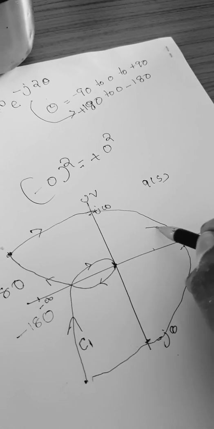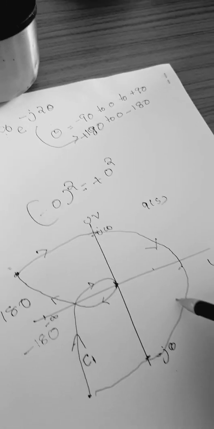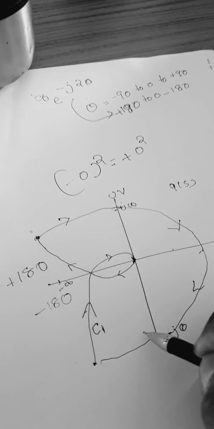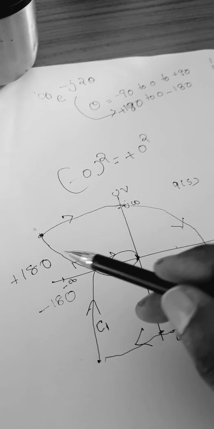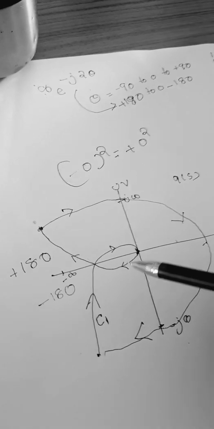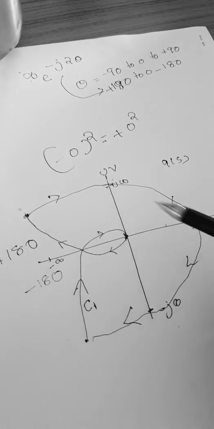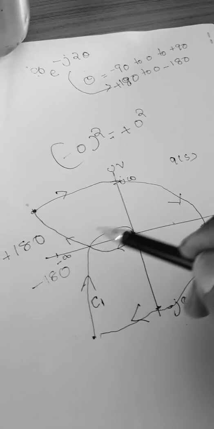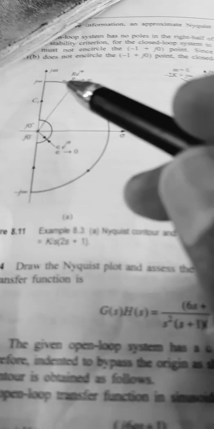So it is from plus 180 to 0 to minus 180. The arrow you will get automatically, everything you will get automatically. See, when you are observing it, the arrow is coming like this, it will go like this, like this. So it is very interesting to understand this. Okay, now we did only this. Now we have to do this C2.